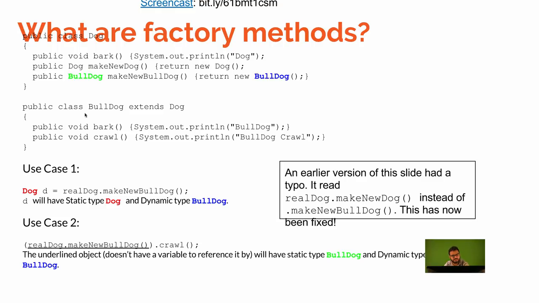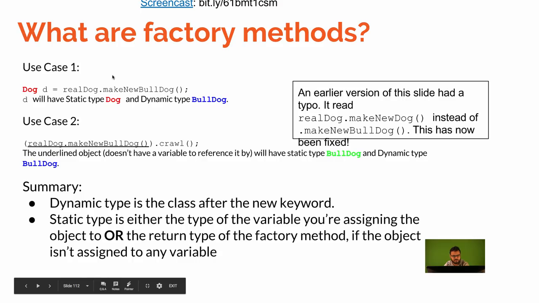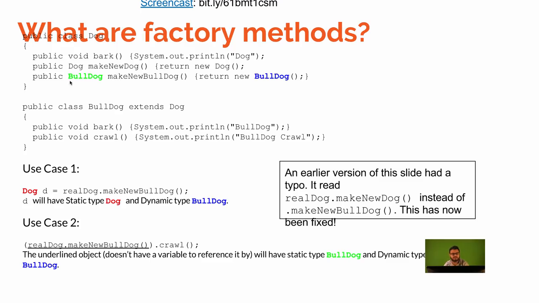So this green thing means that its static type will be bulldog. This blue thing means that its dynamic type will be bulldog. If I change this to be dog, then what happens? You should try it out, okay?